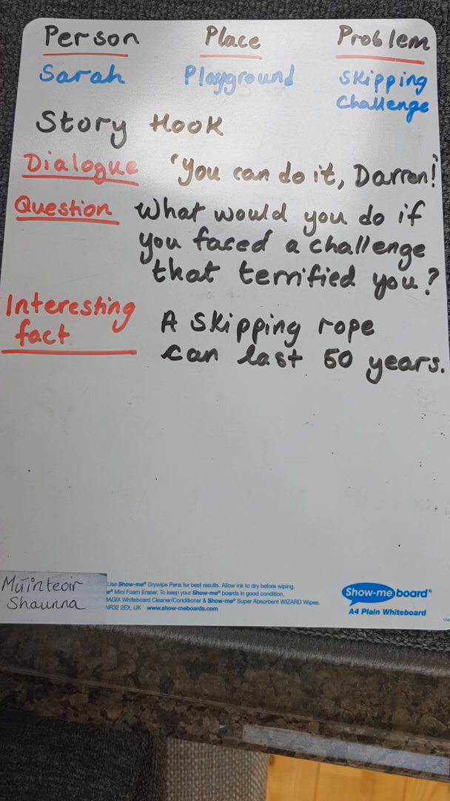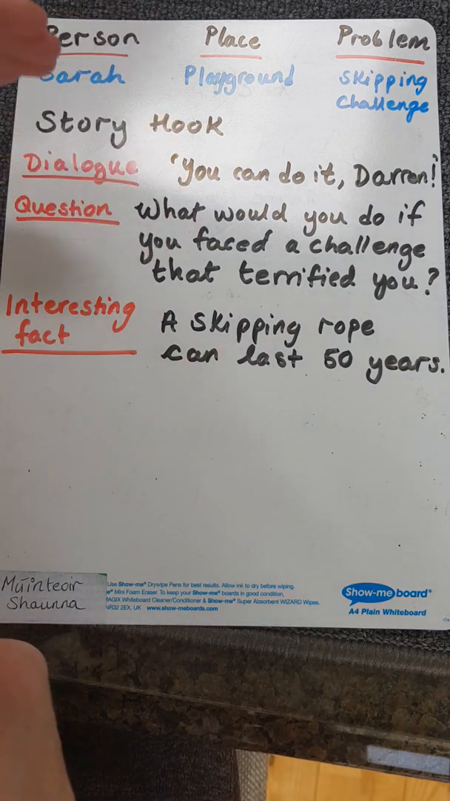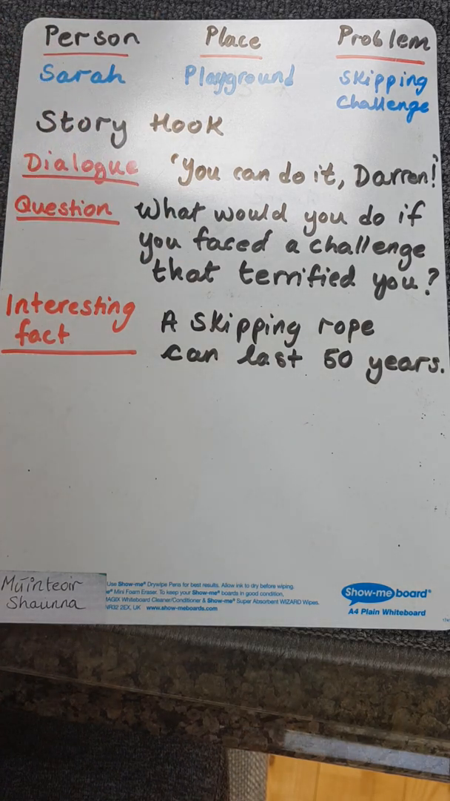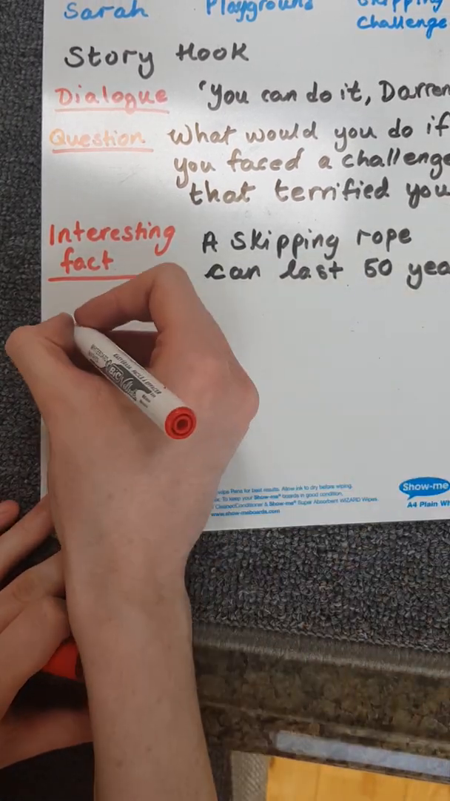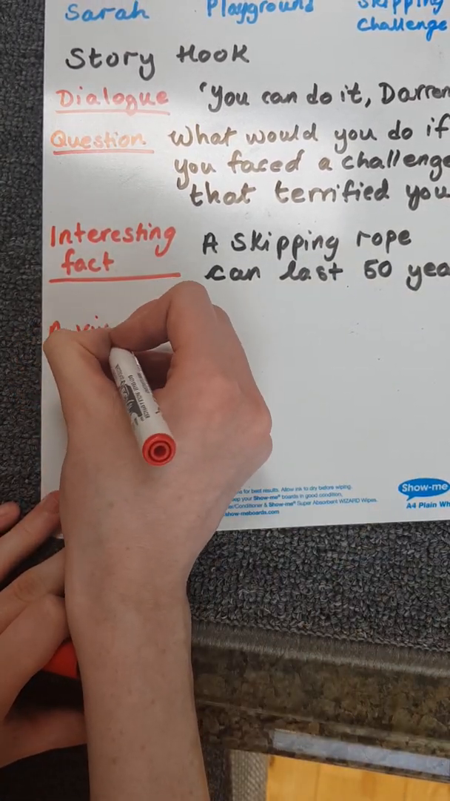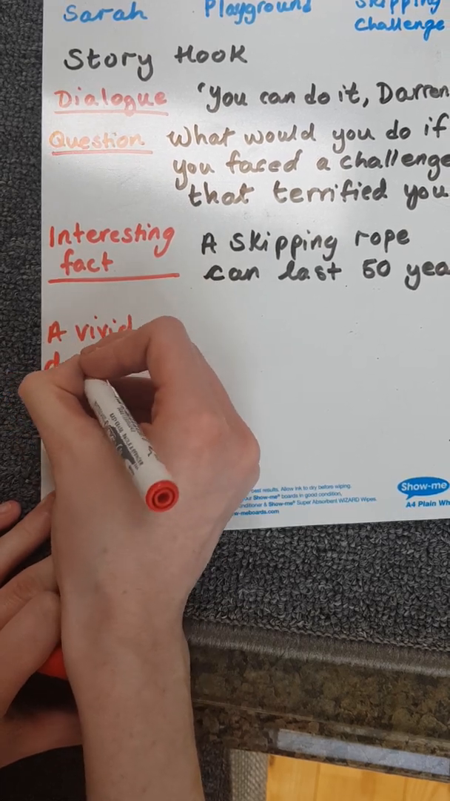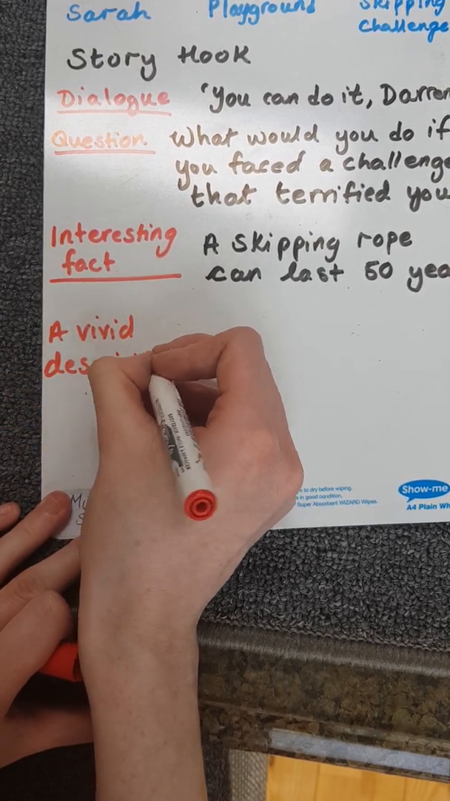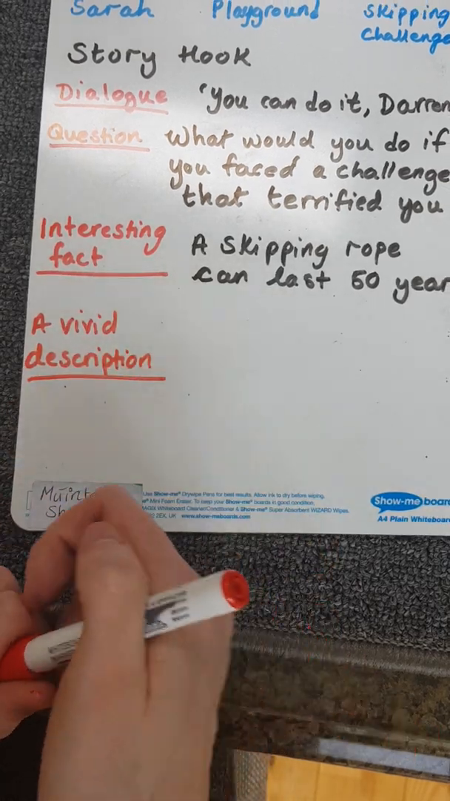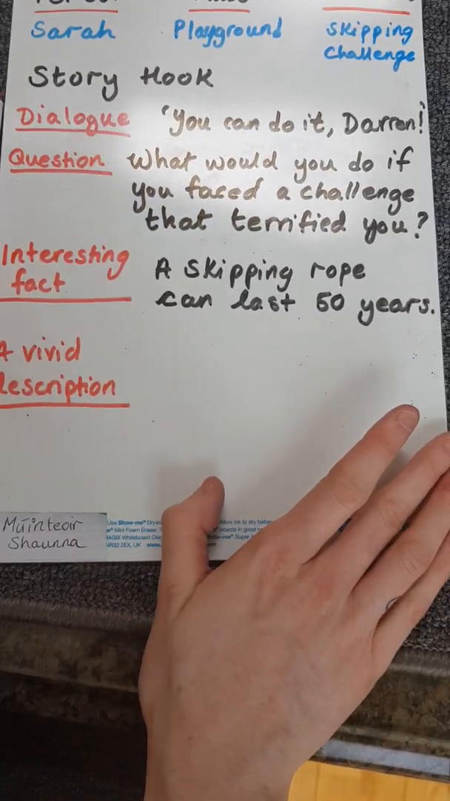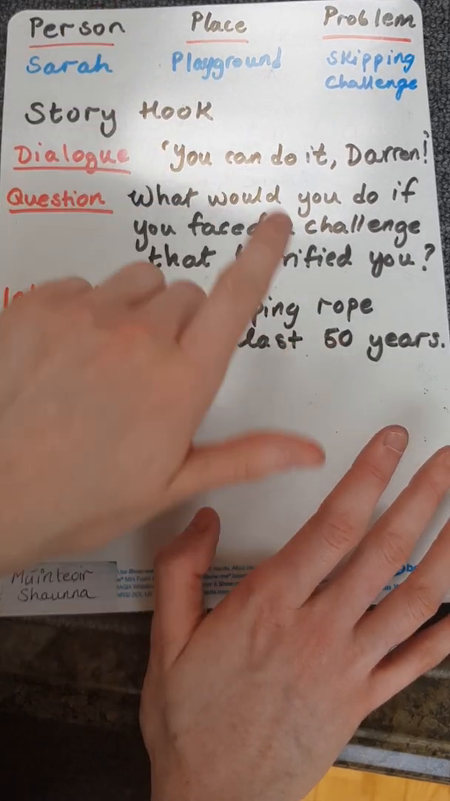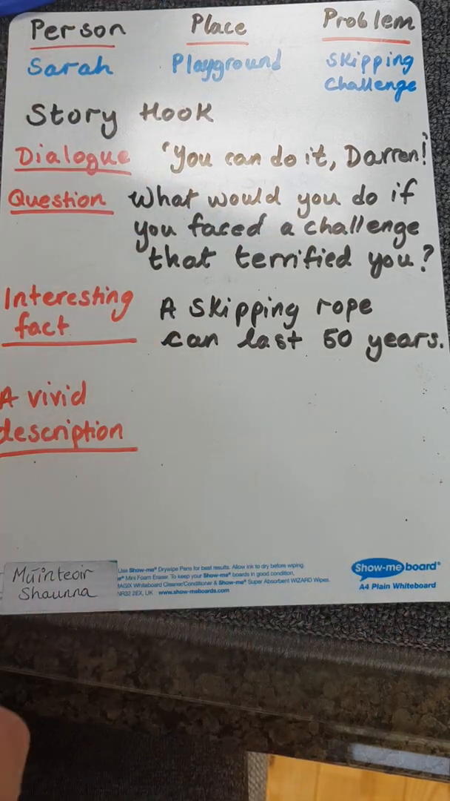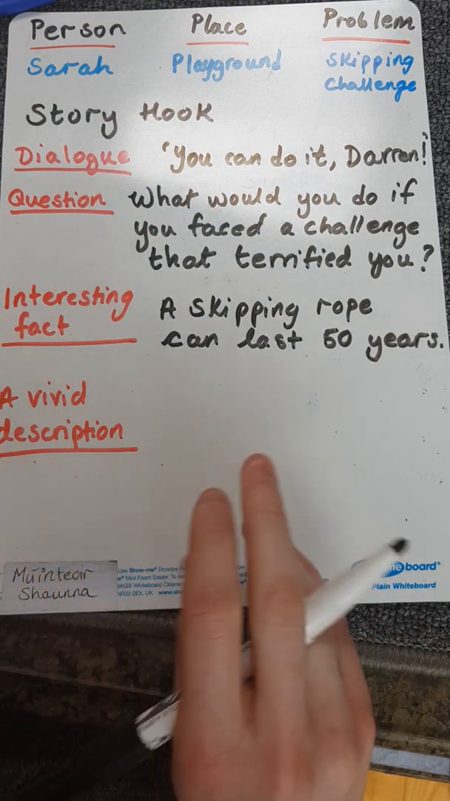Now, so there are 3 forms of story hook. You can start off with dialogue, with a question, or with an interesting fact. And another way that we can do it, the last one we look at, is a vivid description. Now, you mightn't know what vivid means. Vivid is very, very clear, okay? So a crystal clear description of your setting. So in this case, my setting is a playground. So I'm going to describe the playground in a very vivid way.